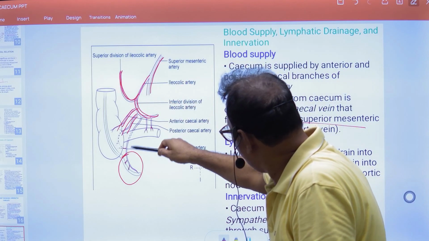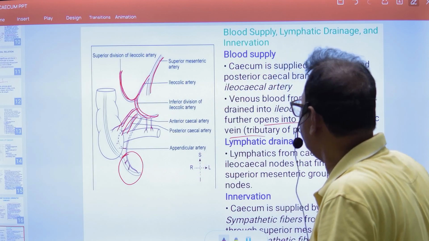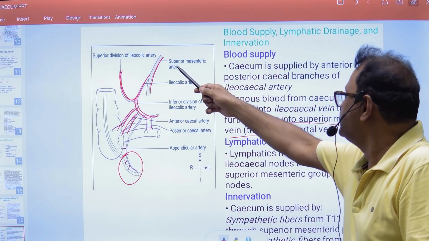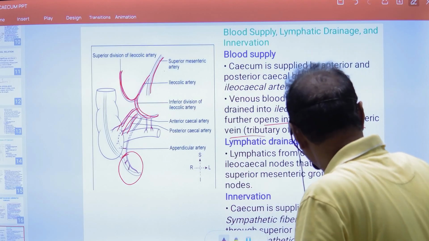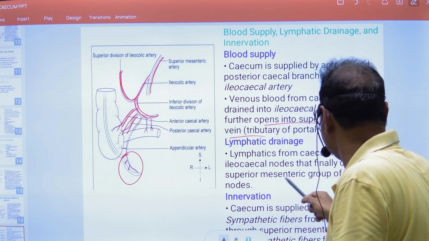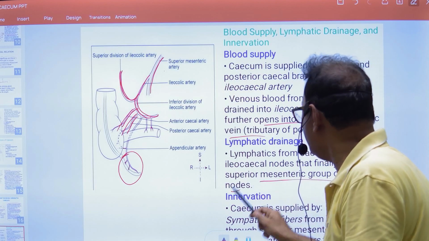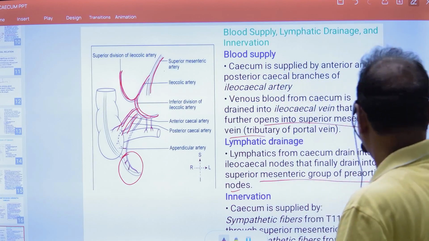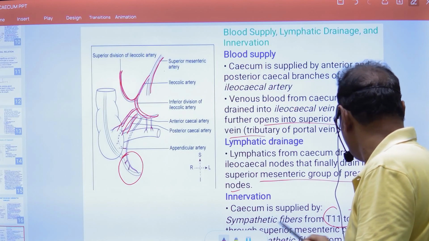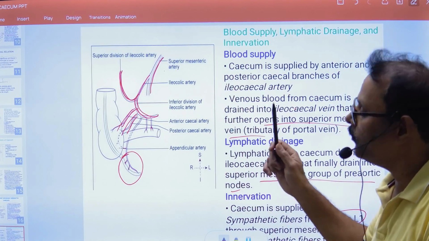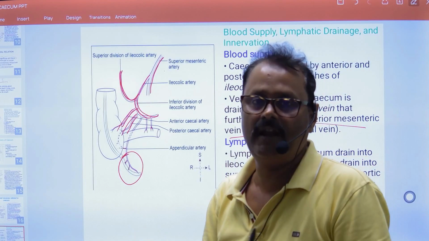The vein follows the artery. Since the artery is an ultimate branch of the superior mesenteric artery, the vein will ultimately go to the superior mesenteric vein. Regarding the lymphatics, this will drain into the superior mesenteric group of the pre-aortic lymph nodes. Regarding innervation, we know that this is a derivative of the midgut part of the large intestine.